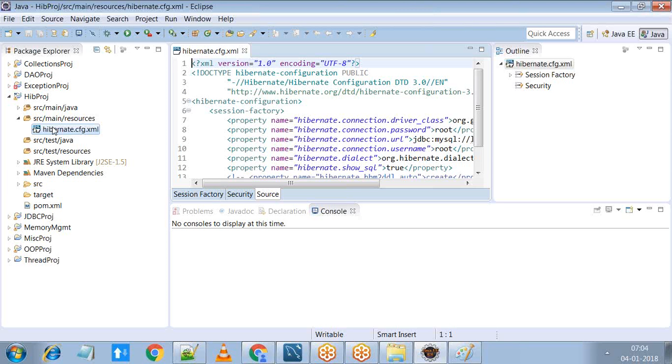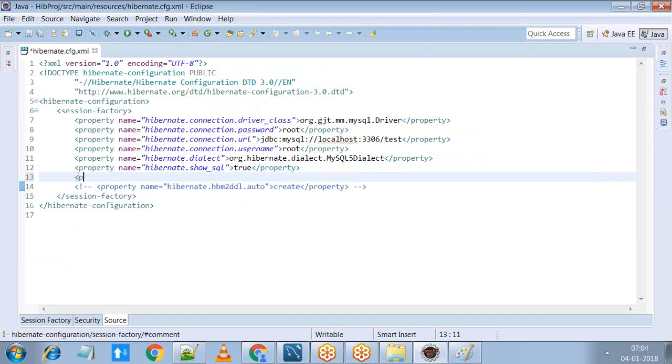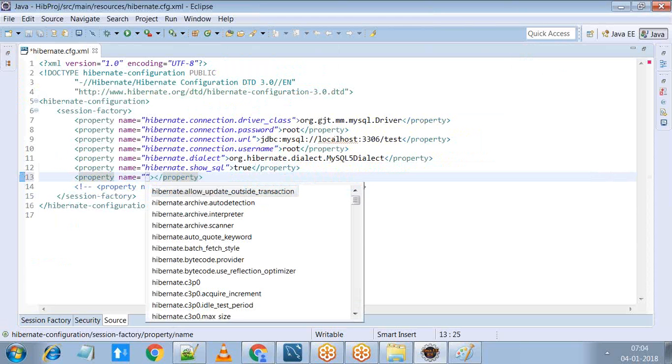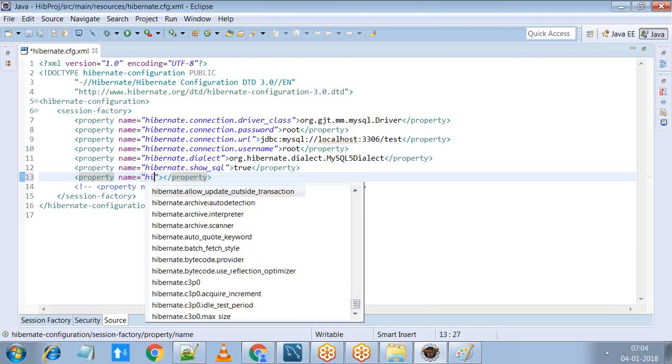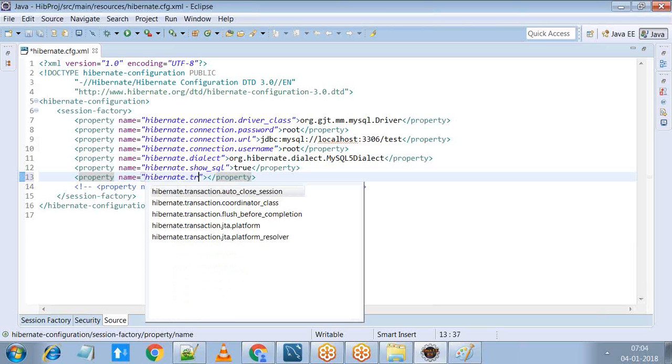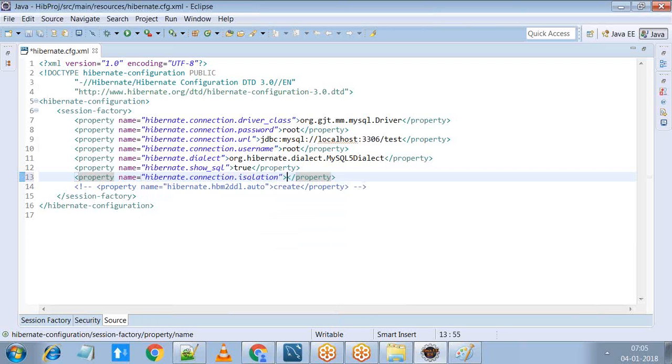Okay, here we have a property. I'll show you people. Hibernate.connection.isolation. You have to set this property value to 1.